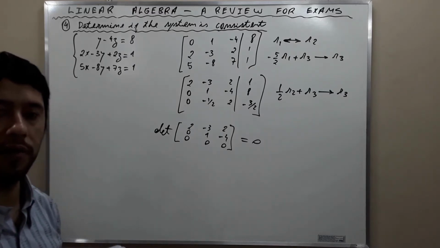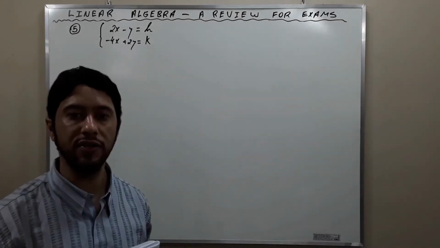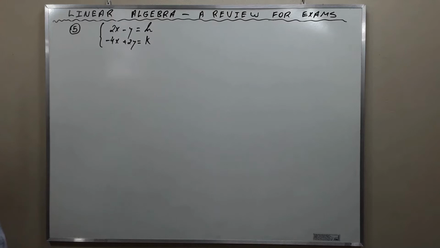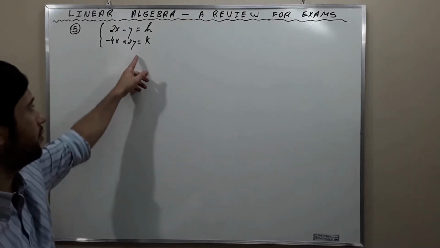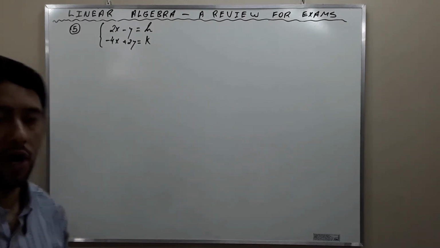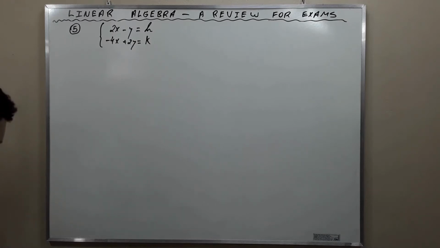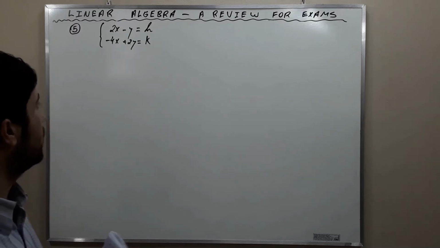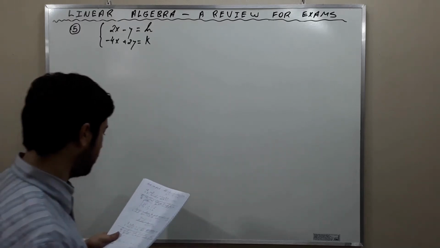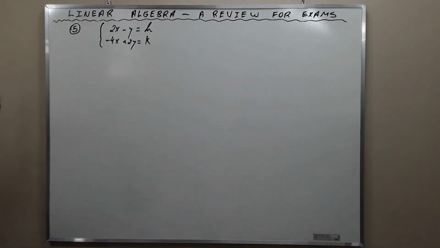Let's go to topic number 5. Exercise number 5. For what values of h and k is the following system consistent? Okay, we need to determine whether the system is consistent, and for what values of h and k the system will be consistent. Alright, we are going to use the following operation to determine if the system is consistent or not. We are going to multiply the first equation by 2 and sum with the second.